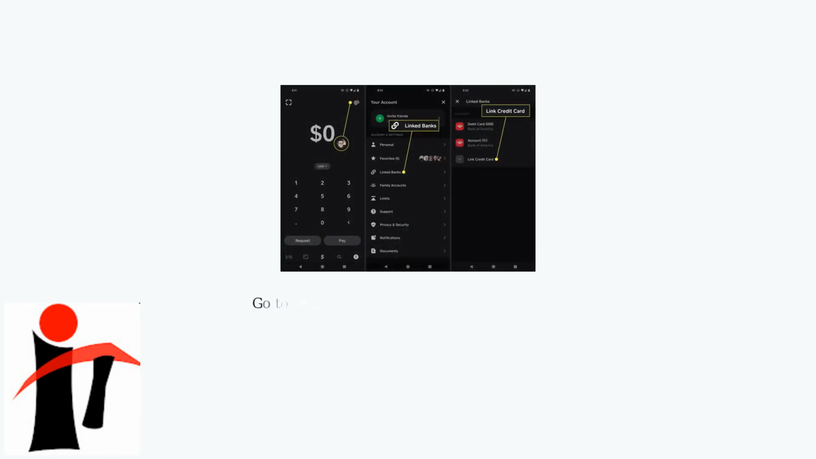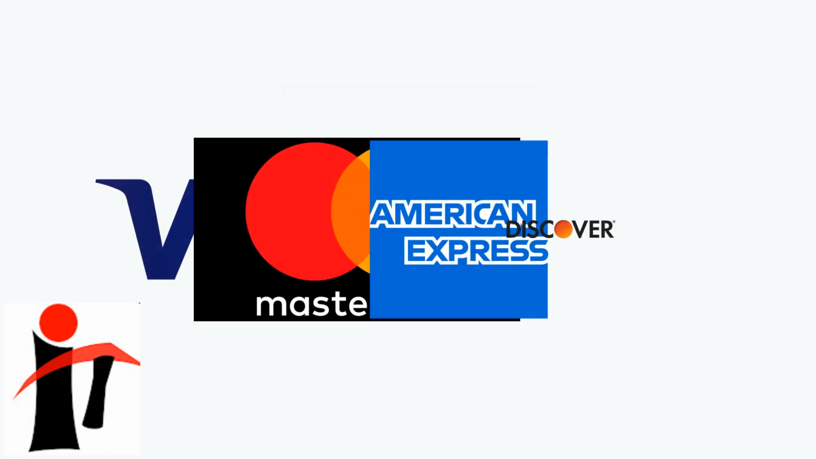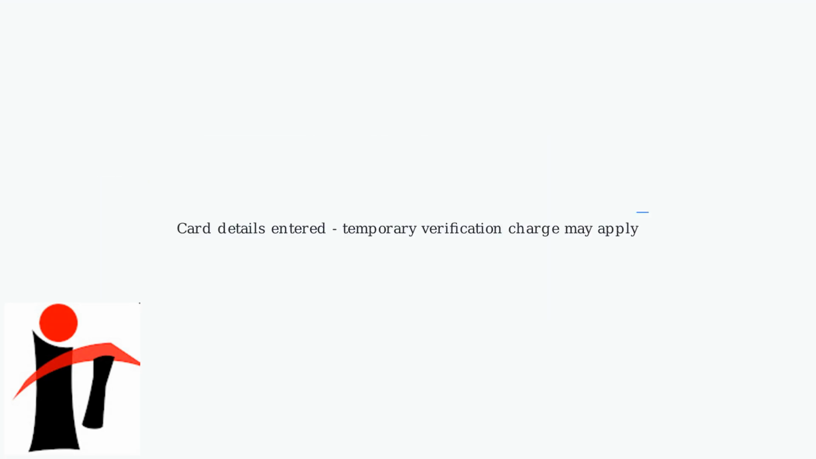Cash App allows you to send money using a credit card, but it's important to understand how it works. First, you need to add your Visa, MasterCard, American Express, or Discover credit card to your Cash App account. After entering your card details, Cash App may place a small temporary charge for verification.